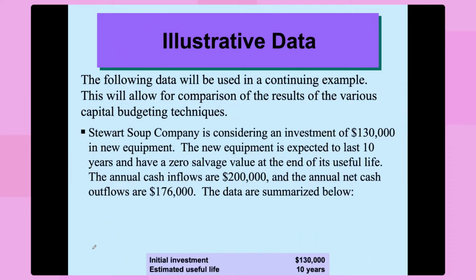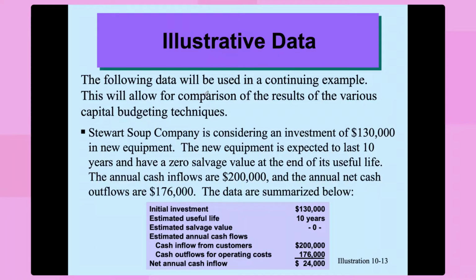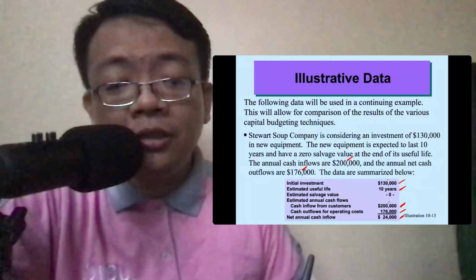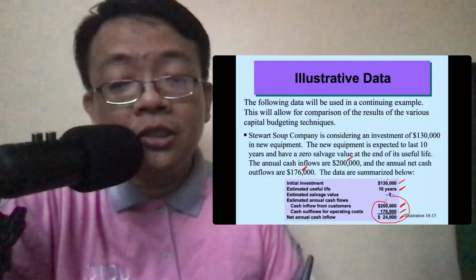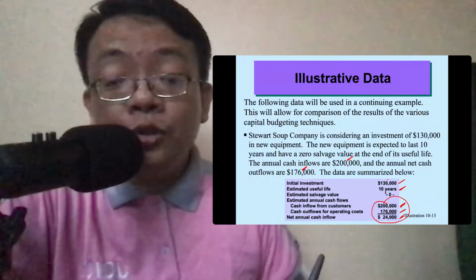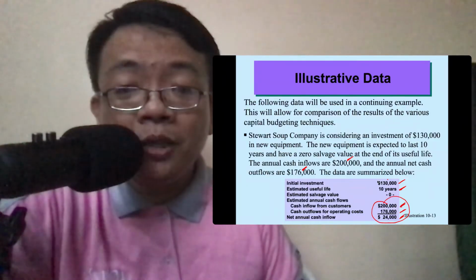So, for example, Stewart Company is considering an investment worth 130,000. The new equipment will last 10 years and have zero salvage value. What if you have annual cash inflows of 200,000 and annual operating outflows of 176,000? So you have 24,000. Take note, class. The reason why you will purchase an investment worth 130,000 is because you should generate 24,000 in cash flows. That's the most important of all, to generate cash inflow. If not, of course, common sense, you should not purchase the equipment. All right.